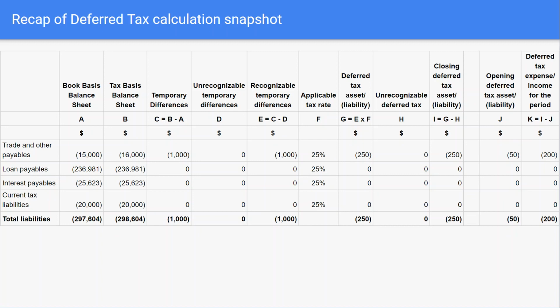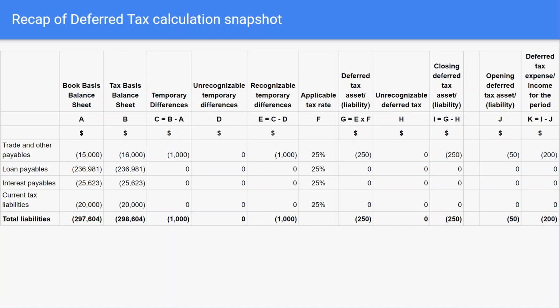And once you have your temporary differences, there's certain principles you need to go through to determine whether those temporary differences are fully recognizable. If a portion is not recognizable, then you need to back out that portion, and that's what you see in the column D. So you back out the unrecognizable temporary differences from the full temporary differences, then you have recognizable temporary differences. You determine the applicable tax rate, which you multiply by the recognizable temporary differences to give you the deferred tax balance. And so that's the deferred tax balance you've got.